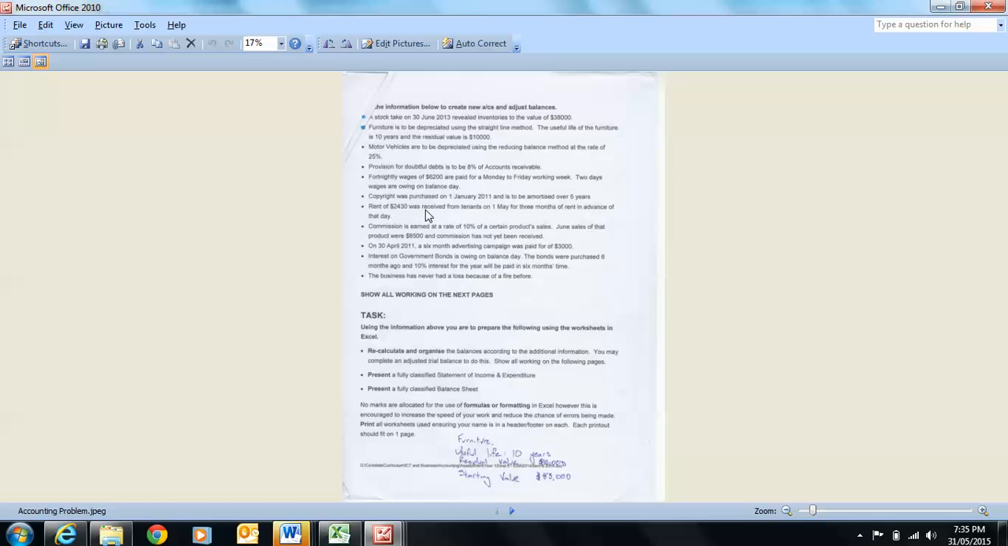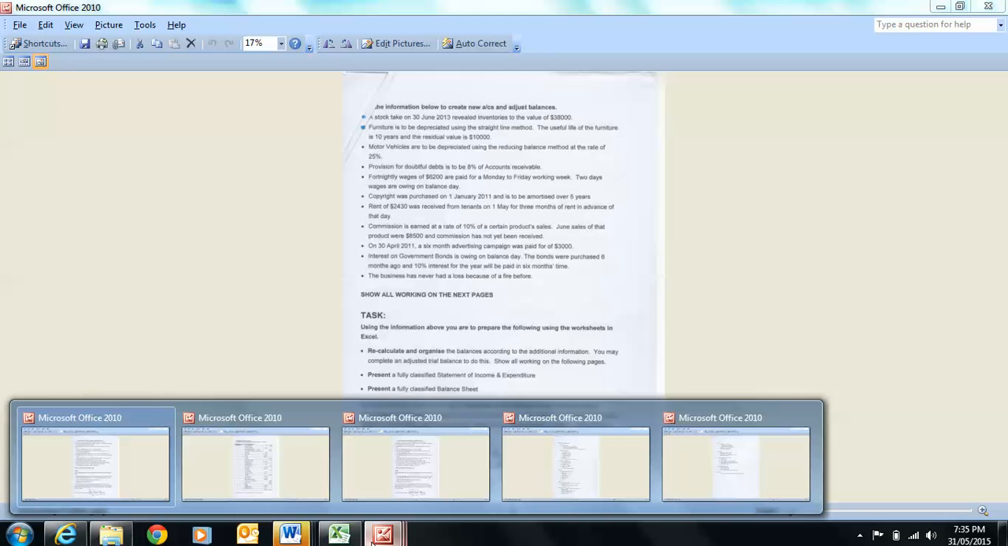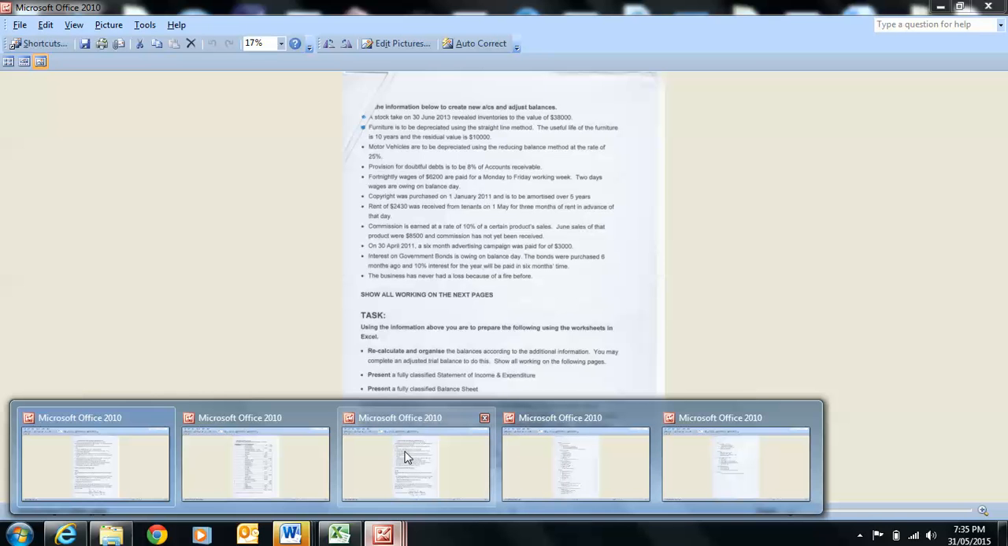Commission has been earned, but not recorded, so we're going to have to add some commission revenue. An advertising campaign has been paid for, but extends into the next accounting period. Some government bond interest has been accrued but hasn't been paid to us yet. That's an investment that the business has made. And there's a loss related to a fire. So we're going to look at each of these things individually. So let's move to look at the calculations that we're going to make.